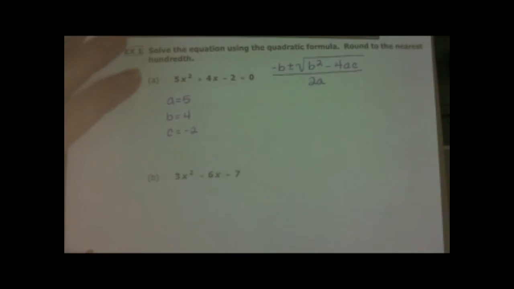All right, so we've got 5x squared plus 4x minus 2 equals 0. So first of all, I've got everything on one side and 0 on the other side, and I'm going to define a, b, and c. So a is 5, b is 4, c is -2. And remember, here's my formula. Negative b plus or minus the square root of b squared minus 4ac all over 2a. And yes, you will need to memorize this.